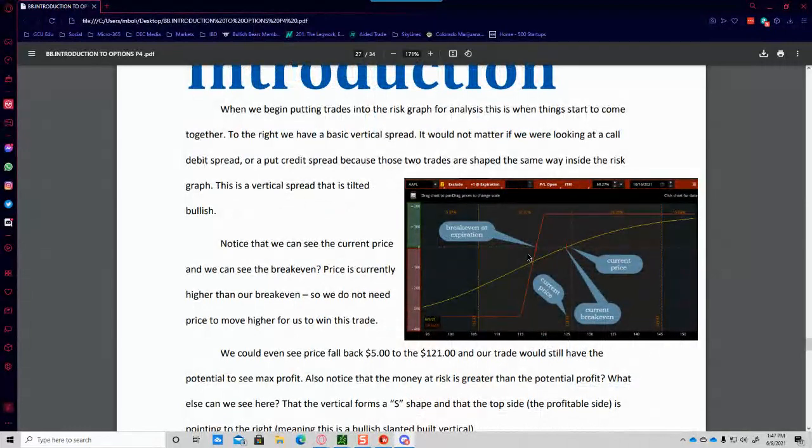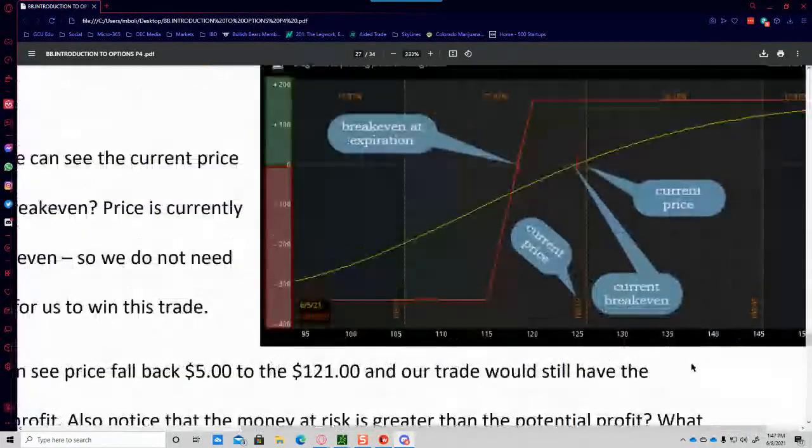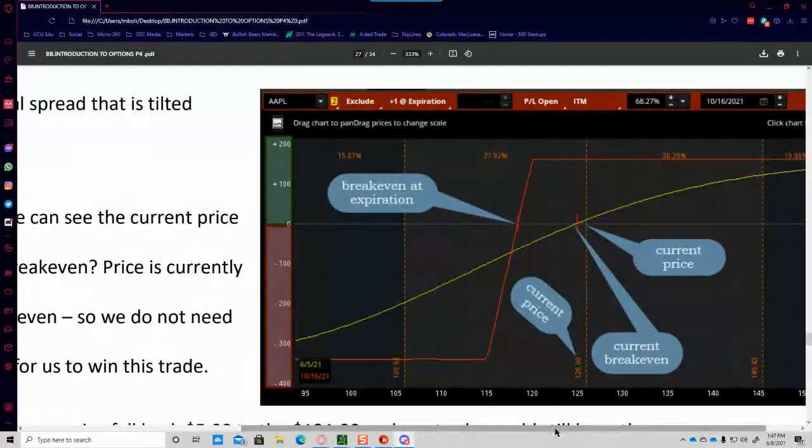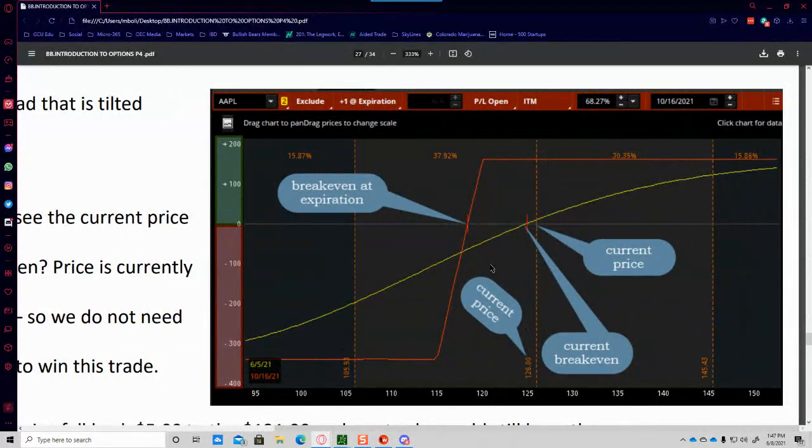So when we do put a trade into the risk graph, like this vertical trade right here, we can see current price with that little dashed line. We can see the current price with that price slice. The lower edge of the expected move, excuse me, the standard deviation, the upper edge of the standard deviation, the break even at expiration, and the current break even by the end of today or right this moment.